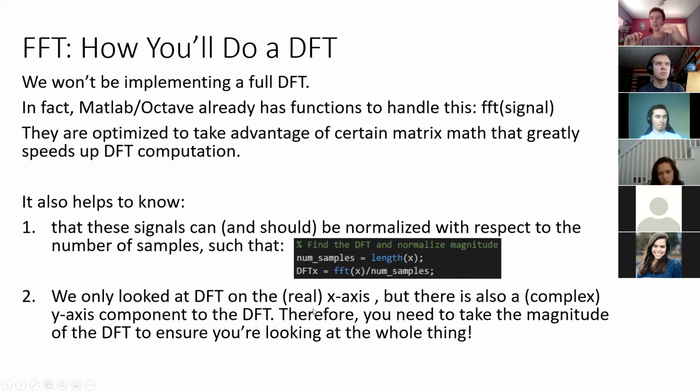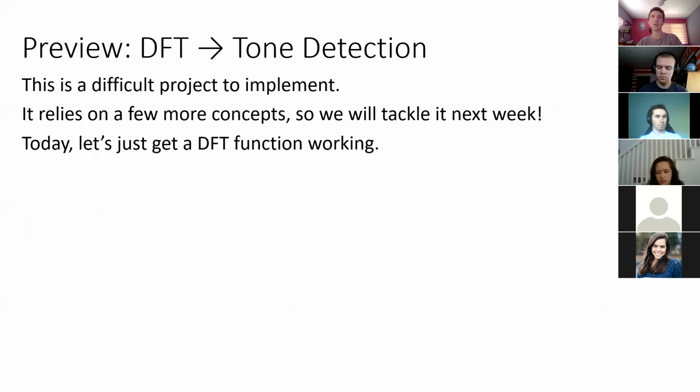And then the other thing is we looked at DFT on the real axis, but you could also do that weighting vertically on the complex axis. So the actual DFT produces a complex value that has a real part and an imaginary part. And so you have to take the magnitude of the whole thing to make sure that you're actually looking at the whole magnitude. So yeah, that's pretty much it as far as theory.